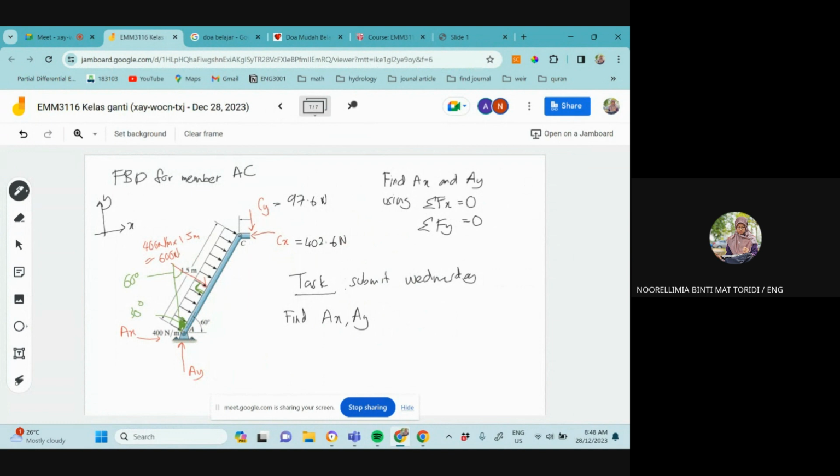Find Ax and Ay from FBD AC. And then find Bx, By from FBD BC. Okay, clear? So far, any other question?